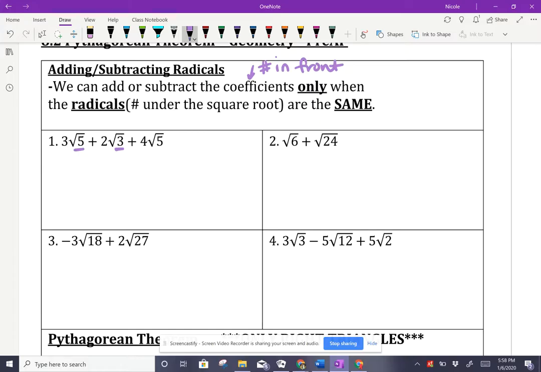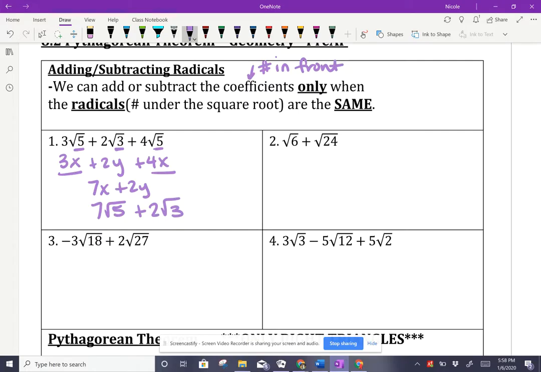Treat this like you're adding like terms. So you could say 3x plus 2y plus 4x. I have square root of 5 and square root of 5. Those are the same thing. So could I add 3x plus 2y? No, but I have x's and x's, so I can add those numbers in front. 3 plus 4 is 7, so 7x plus 2y, which if you take into account the actual square roots, then you would have 7 square root of 5 plus 2 square root of 3.